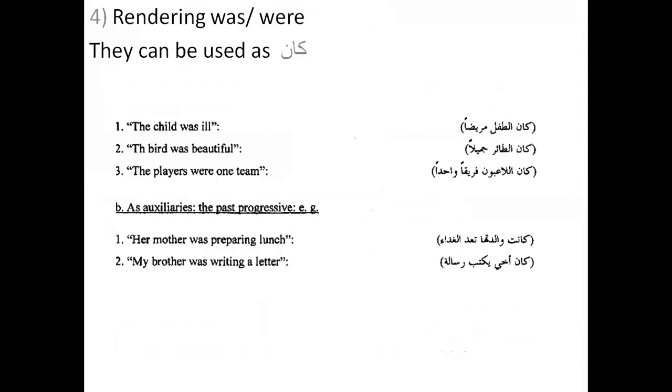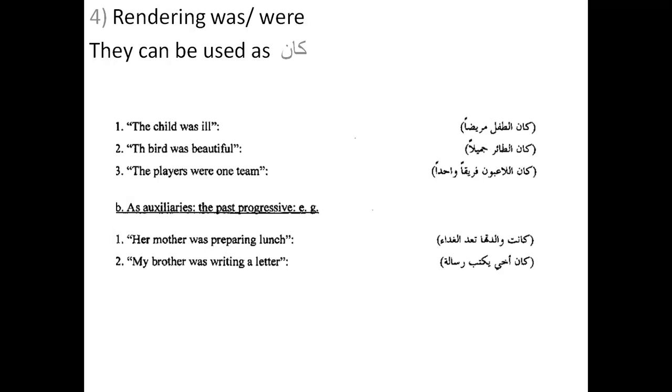And now moving to render was and were. Actually, they are rendered as يكون. Okay, so if we say the child was ill, الطفل كان مريضا. The bird was beautiful. الطائر كان جميلا or كان الطائر جميلا. The players were one team. كان اللاعبون فريقا واحدا. So was and were are rendered as كان.